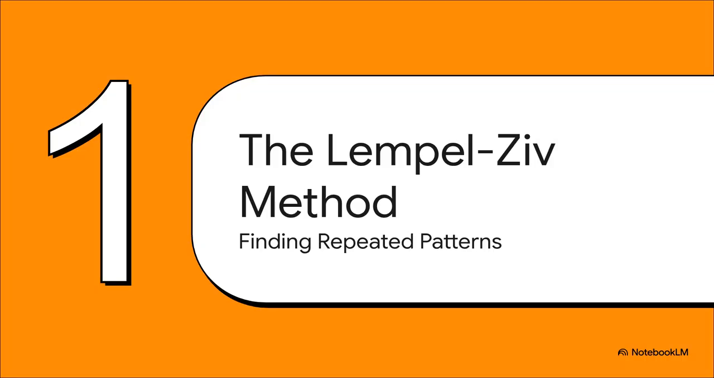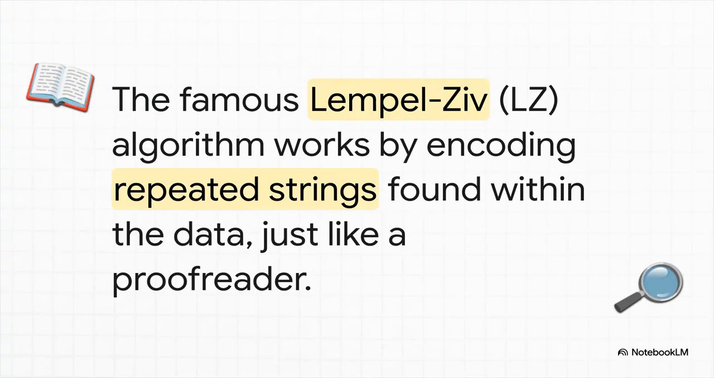So, how does this actually work in practice? Okay, let's dive into the most common and honestly the most intuitive strategy out there. At its core, the most famous method, which is called Lempel-Ziv, or just LZ, is kind of like a super smart proofreader. Imagine you're trying to shorten a really long book. The LZ algorithm has this simple but incredibly powerful trick.